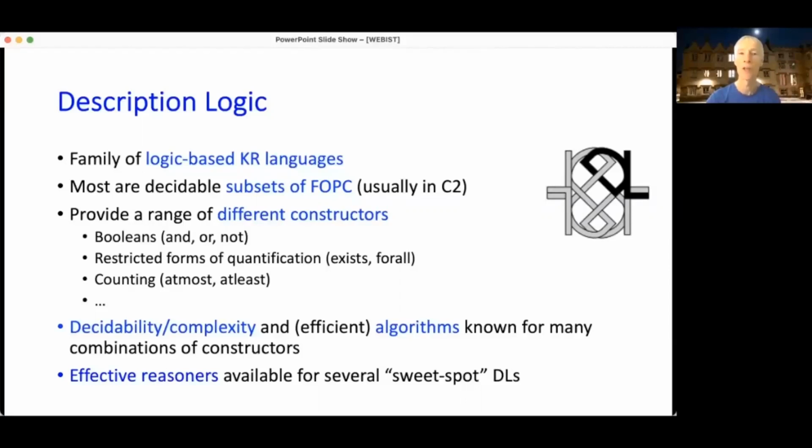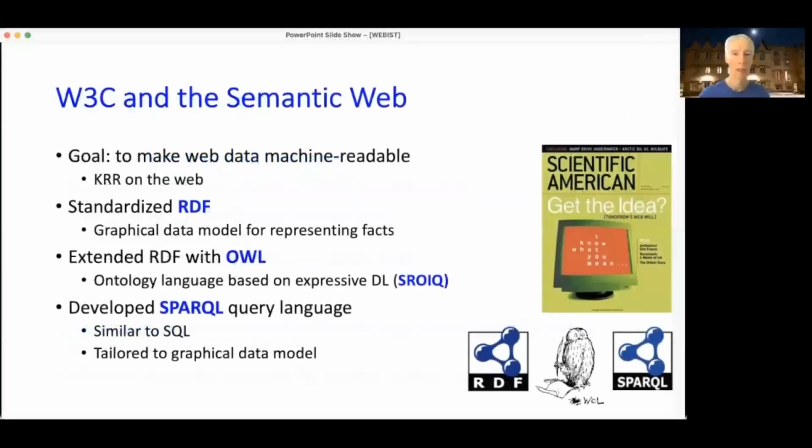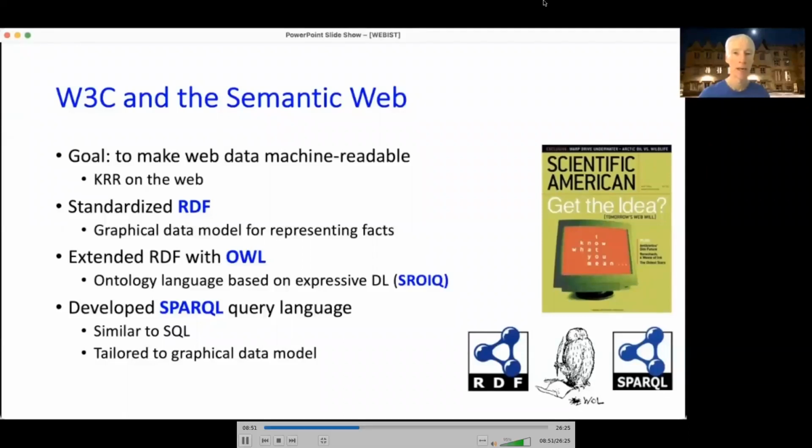As I already mentioned, motivated by the idea to make web data machine readable, the W3C semantic web activity developed a range of language standards to support graph-structured knowledge representation. It was recognized that, particularly given the distributed nature of knowledge representation on the web, it would be important for these languages to have an unambiguous logic-based semantics.